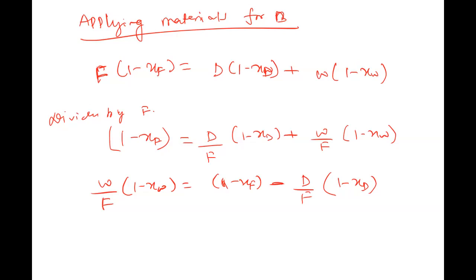There are two methods to solve this. One, we can write F into 1 minus XF equals D into 1 minus XD plus W into 1 minus XW and replace D equal to F minus W. Another way, just divide by F. Here we are getting D by F. Just substitute the value of D by F from the previous result, and we will get the value of W by F.